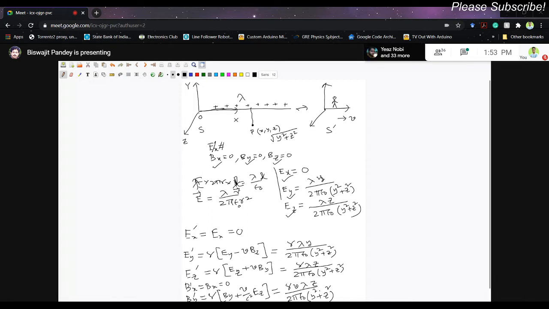But remember, in the prime frame, we usually want to write down things in terms of the prime coordinates. So what will be the relationship between the prime coordinate and the unprimed coordinate? You see, there is no x here, only y and z. And since y and z are orthogonal to the direction of motion, y prime will be equal to y and z prime will be equal to z. So y equal to y prime, z equal to z prime.